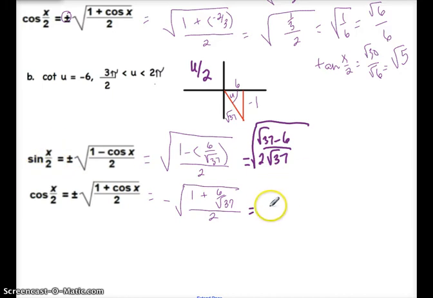Here we have a negative, the square root of, my common denominator again is the square root of 37, root 37 plus 6. And in order to divide by 2, I would multiply this by the reciprocal. That was the half angle for cosine. Let's use this to our advantage to find the half angle for tangent.